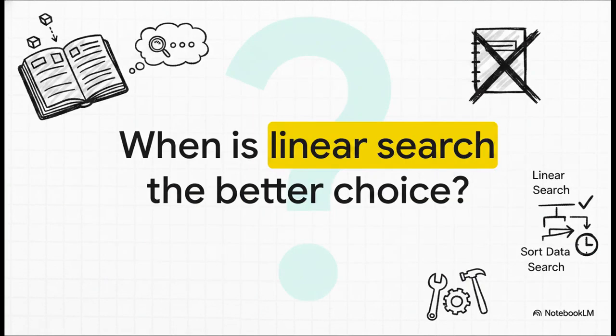So I want to leave you with a final provocative question to really test your strategic thinking here. We know binary is faster, for sure. But in what kind of real-world scenario would a slow linear search actually be the better choice? Think about how data is constantly moving, updating, and shifting in the real world. Give it some thought. It's all about picking the absolute right tool for the job.